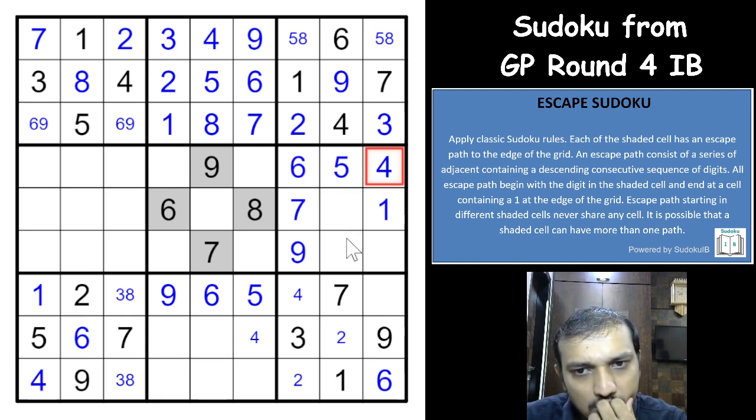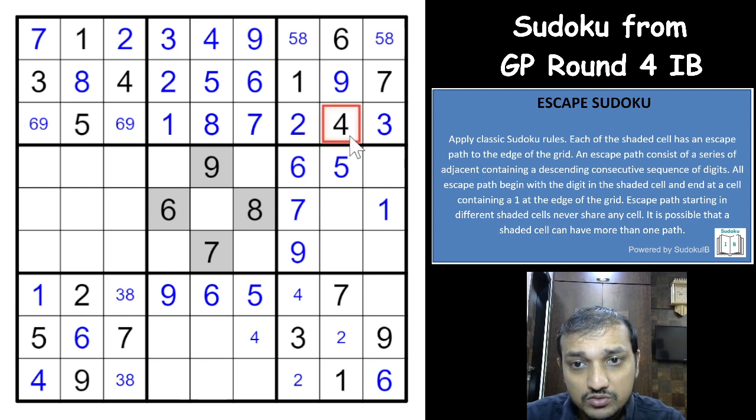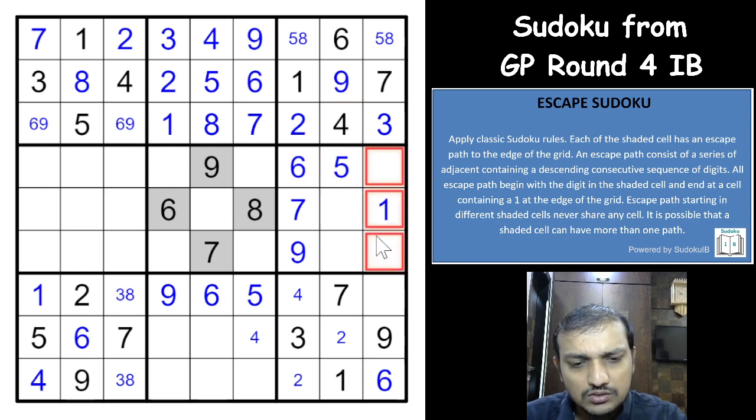No. Have I done a mistake somewhere? No. Of course, this can still be the path. I'm sorry. So for the 5, this can still be the path, the continuation of the path. 4 can still be here, or according to the classic rules, 4 would have to be in one of these two cells. So where can a 2 be?